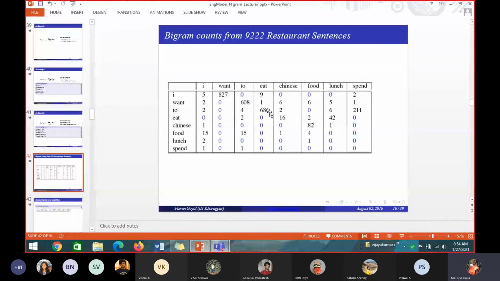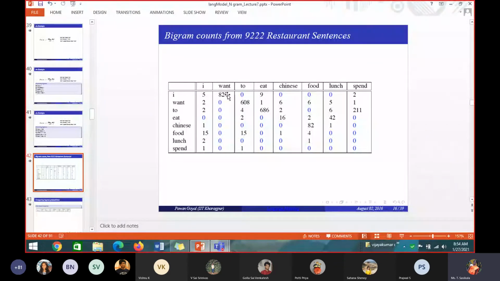It is the restaurant corpus. So which are the words that occur more? 827, 608, 686, all these, if you see. So first take 827, I want. If you go to a restaurant, what words will you mostly be using? I want to eat. I want this Chinese food. I want English food. I want pepper. I want mushroom, like that. I want is a word which is maximum used in my corpus. So this is a bigram. I followed by want is maximum used in the corpus.